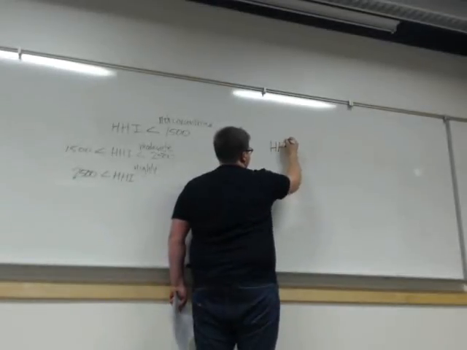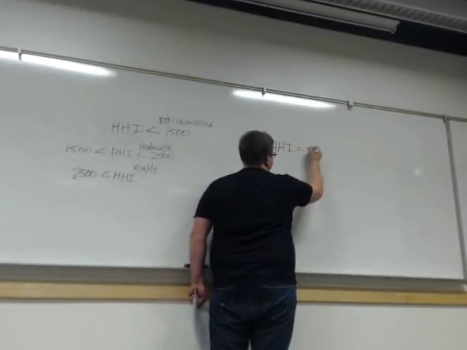So the mathematical definition for HHI is this. It's like the easiest econ.